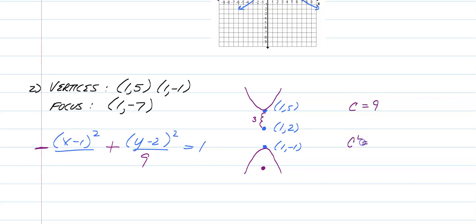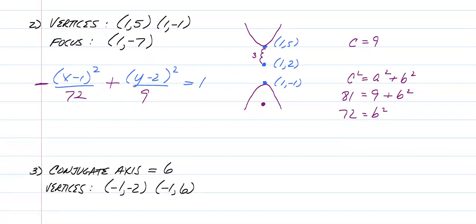So c squared is equal to, with a hyperbola, a squared plus b squared. That means 81 is equal to, we already know one of our terms is 9, so 9 plus b squared. Subtract the 9, you get 72, is equal to b squared. So you get the square root of 72 for b. But remember, we're putting the 72 under x because b squared is what we need. Okay? And that's it for that example.